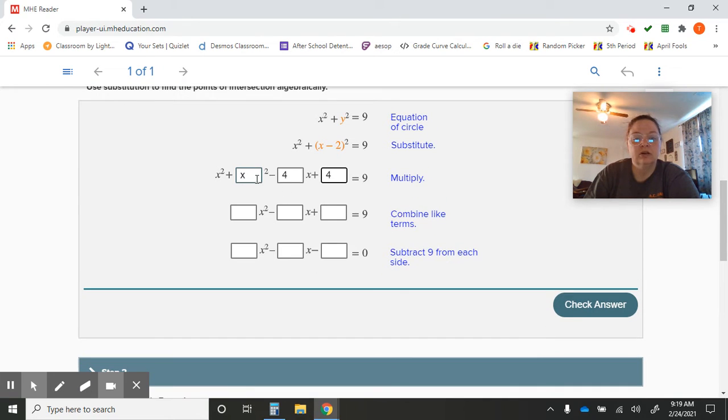And then we want to combine our like terms. We have an x squared and an x squared, which means we have 2x squareds total. The minus 4 stays and the plus 4 stays because they are singular terms. They don't have anything to combine with them. And then we're going to subtract 9 from each side, so we have a 0 over here. So our 2x squared stays, our minus 4x stays, but 9 subtracted from 4 becomes negative 5.